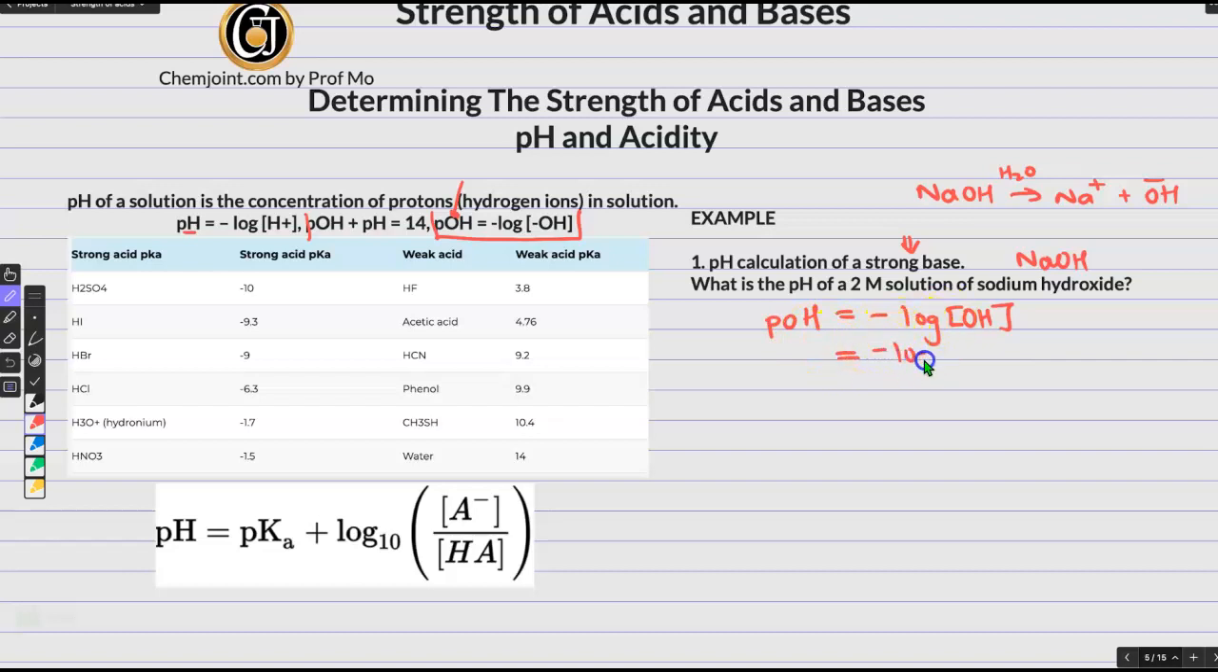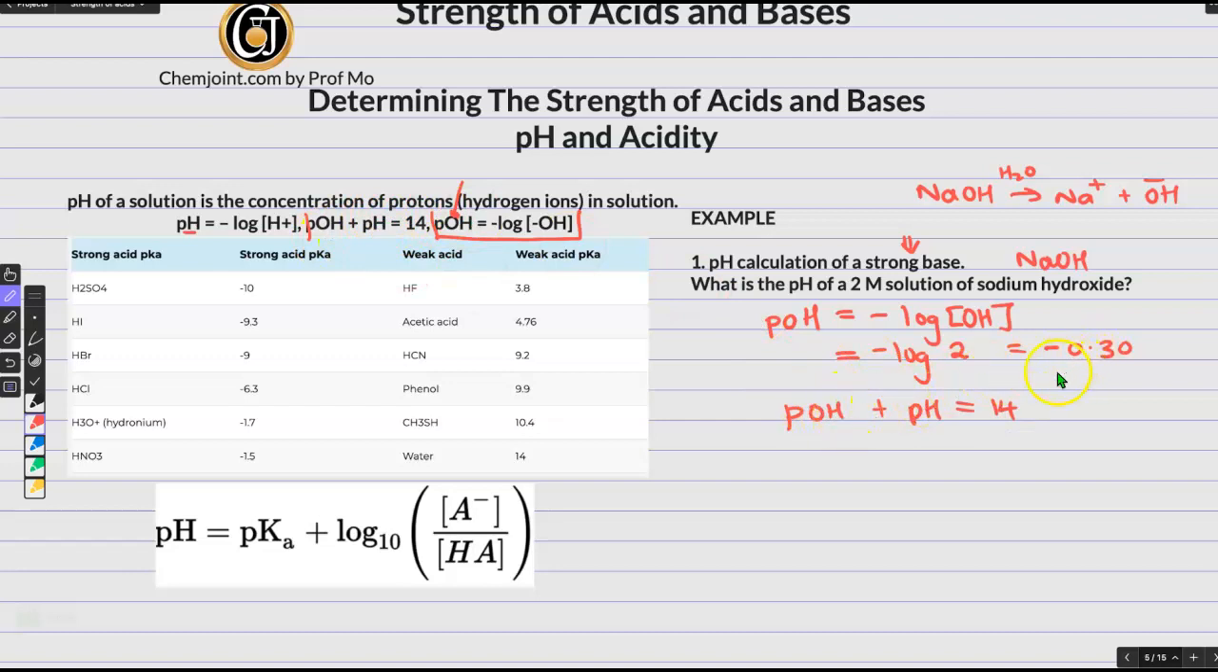pOH will be equal to negative log of 2, and that is negative 0.3. Okay, but that is pOH. To find pH, we know that pOH and pH should sum up to 14, this expression right here.